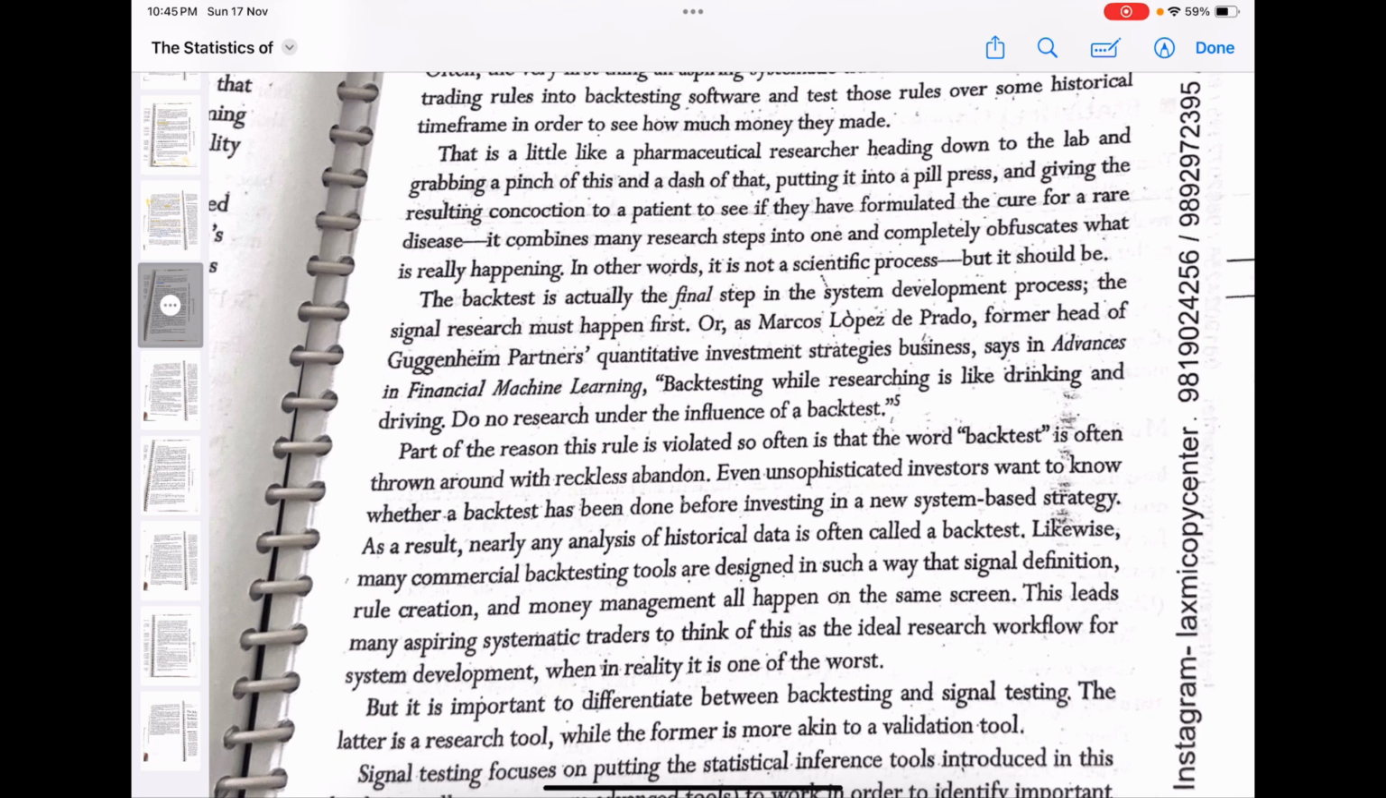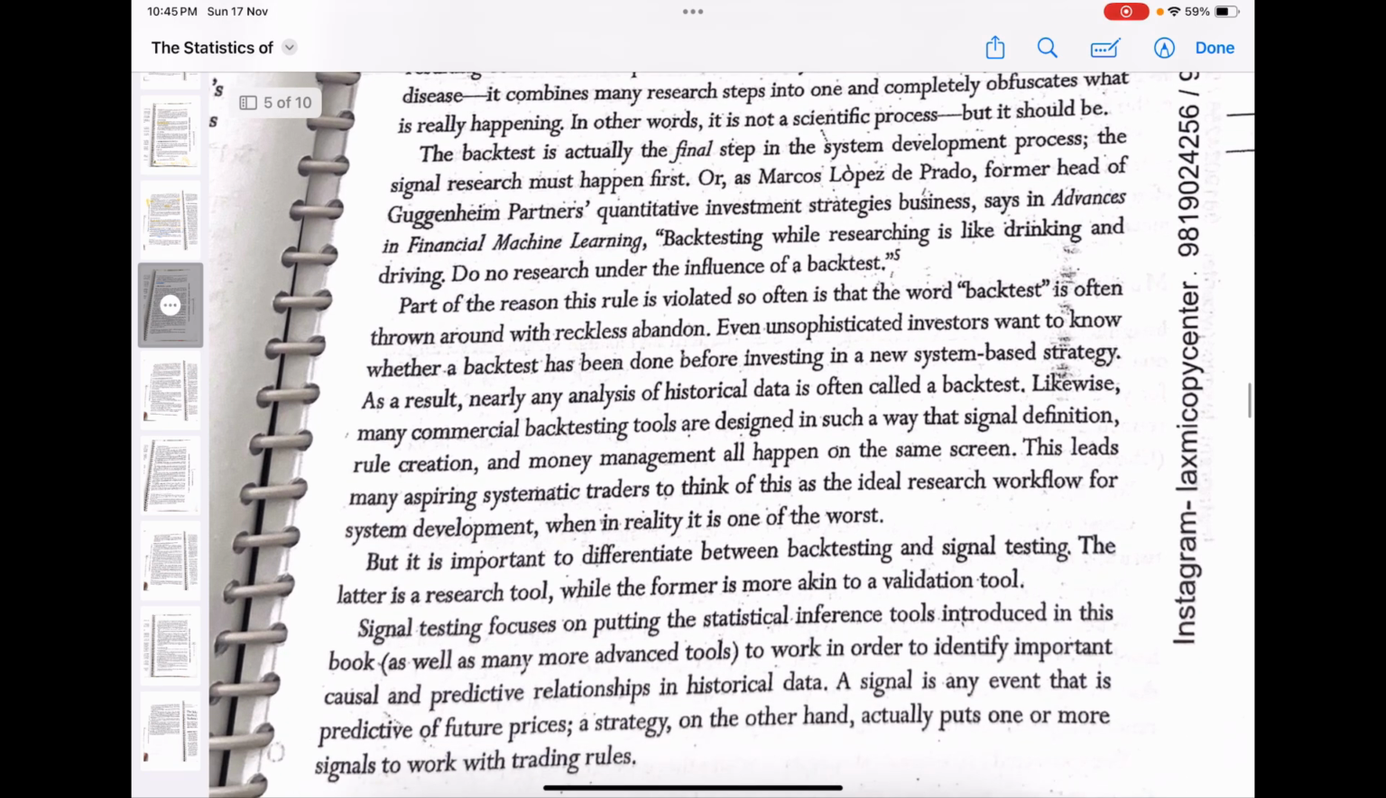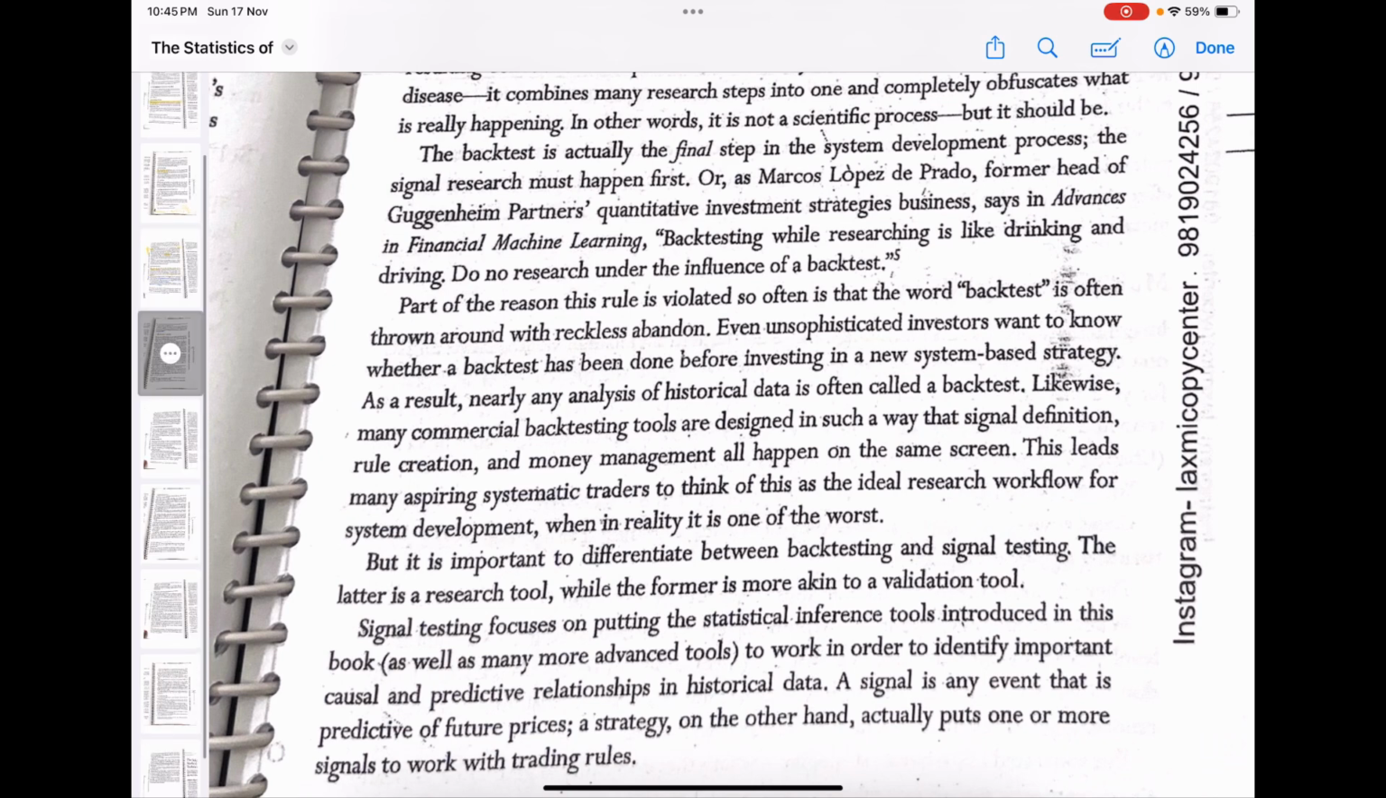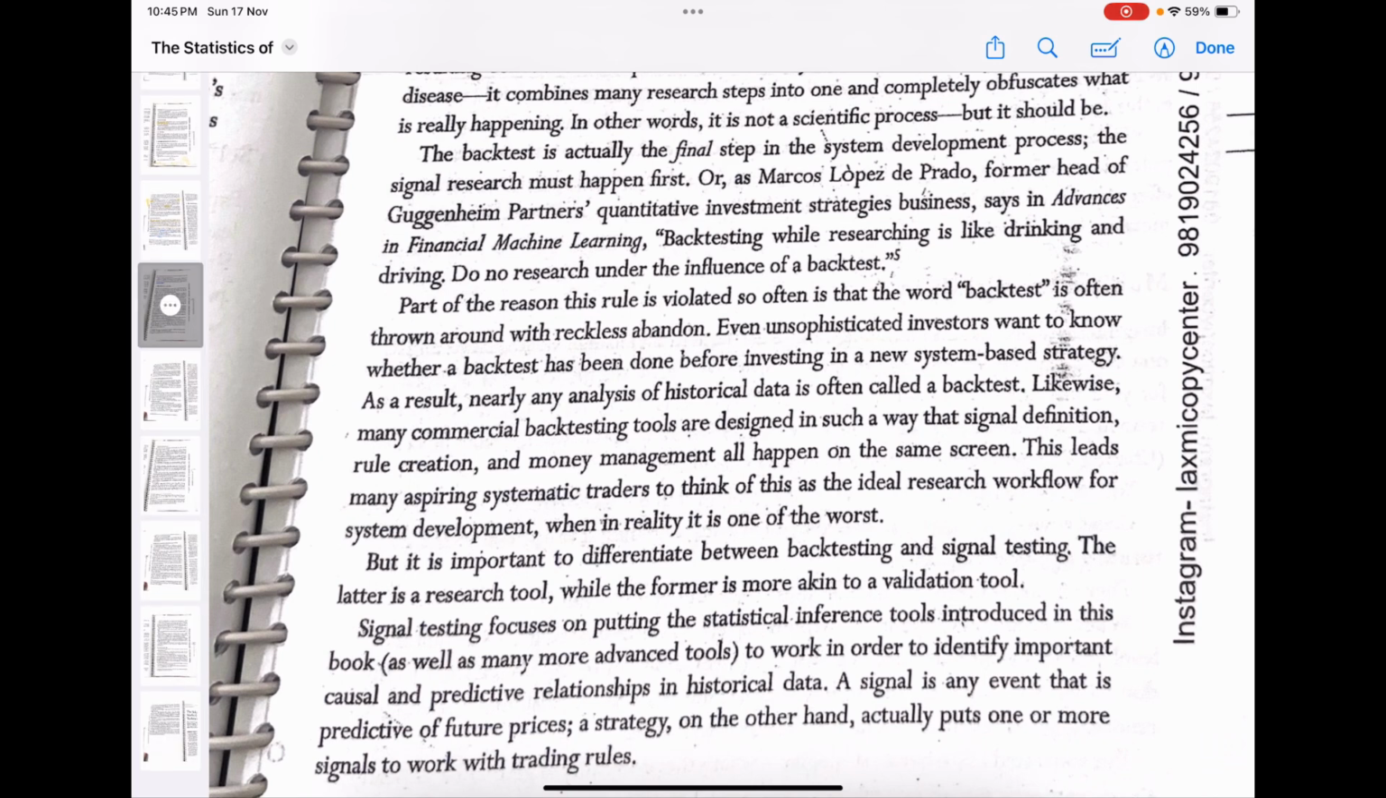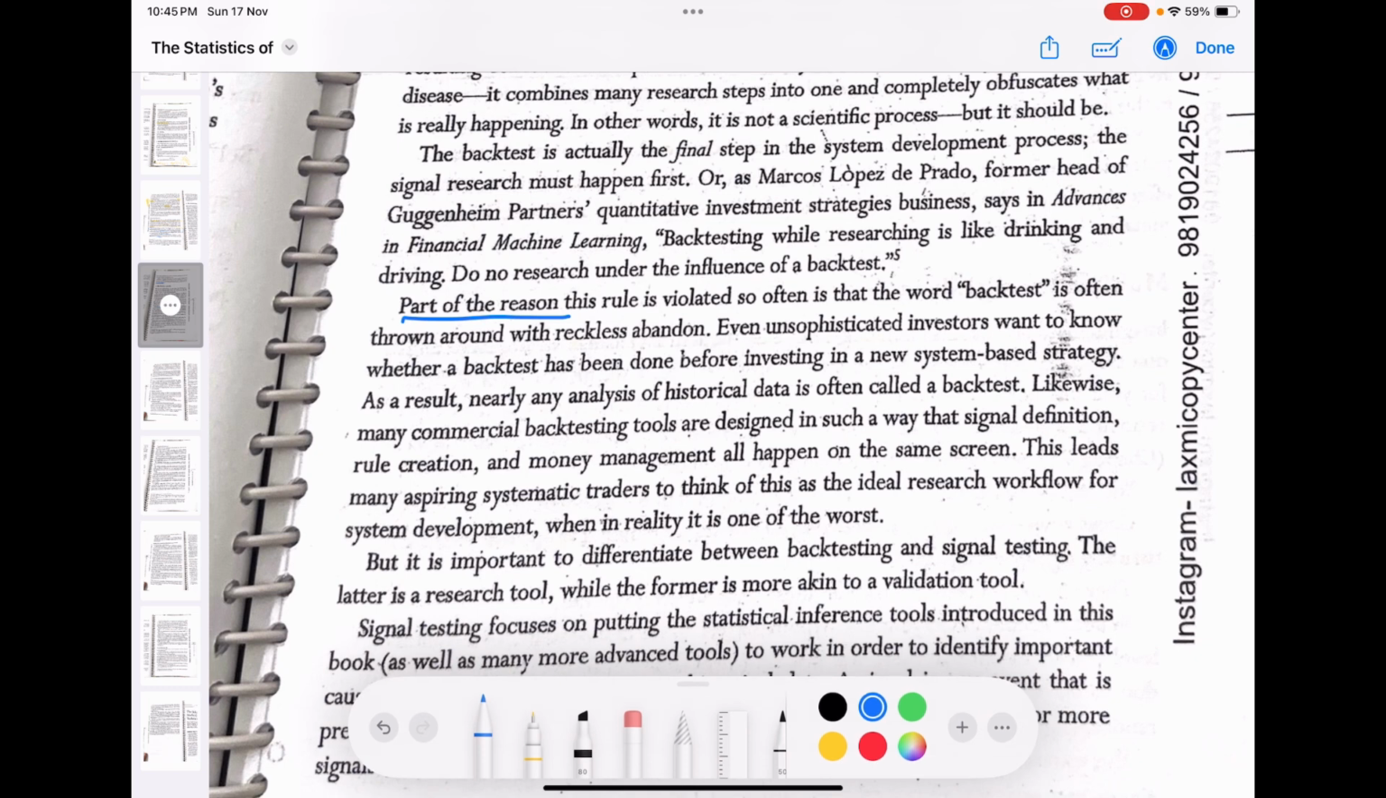The backtest is actually the final step in the system development process. The signal research must happen first. So you can't just directly load everything into the system and just see how much percentage you've made. You're supposed to do everything on a step by step basis, right? Part of the reason is that they have talked about signal testing first.